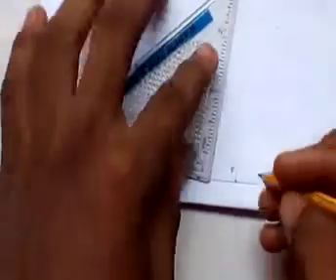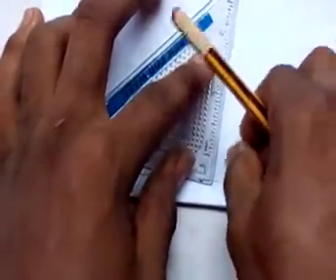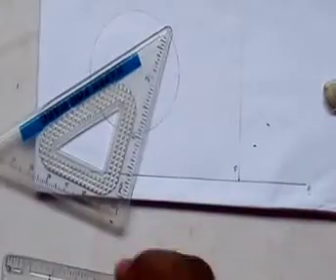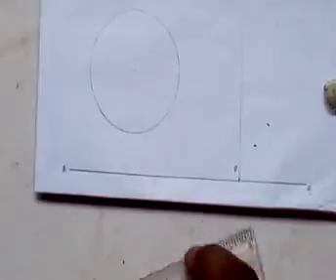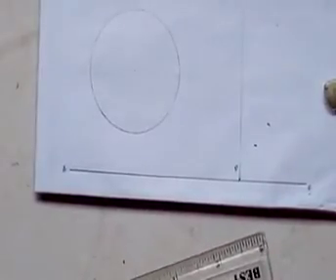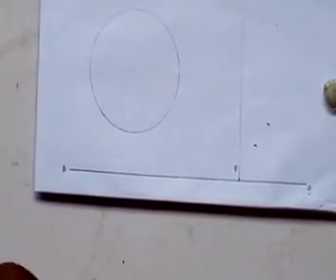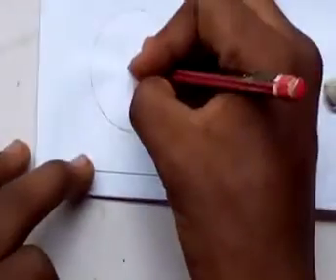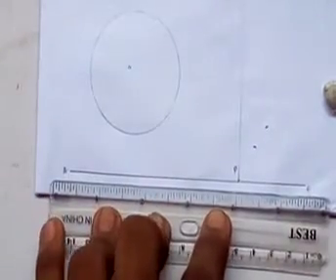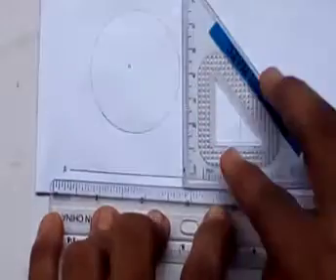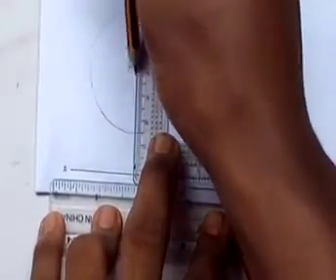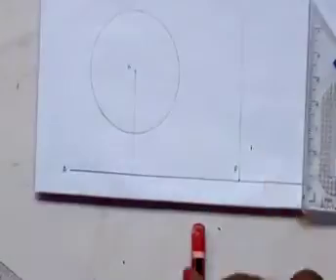Now the next step is basically to draw a line perpendicular to AB through the center of the circle O. So we also draw another line perpendicular to AB through the center O. So let's draw a line perpendicular to AB through the center. We still make use of the set square. Perpendicular through the center. There we go. It passes through the center and it is perpendicular.